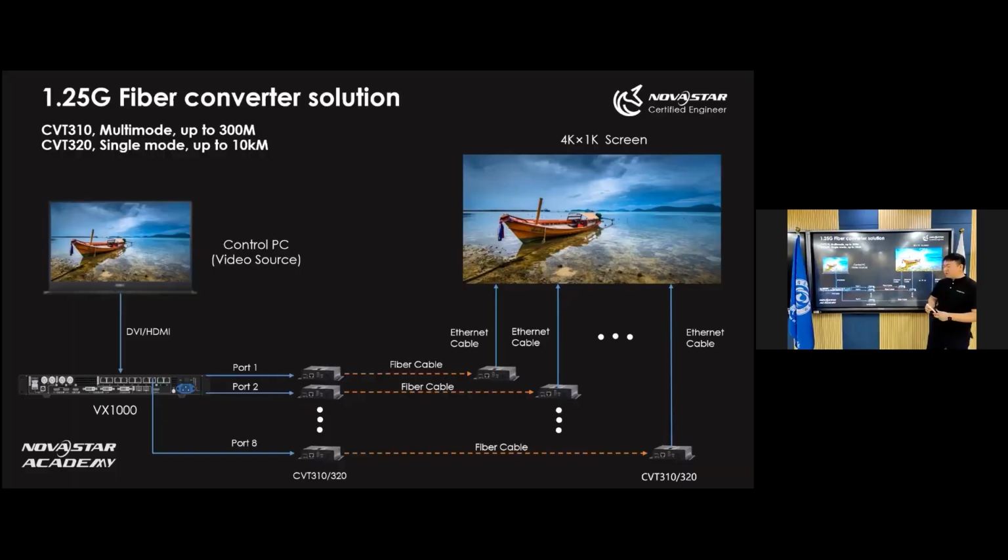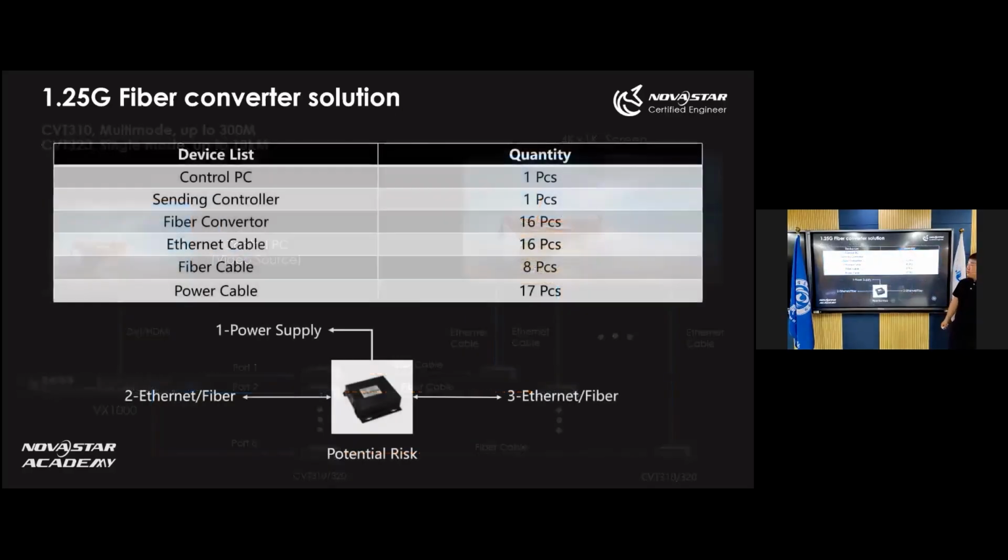So totally, let's take a look at the structure. Very complex, right? And let's see a material list. So there will be one control PC and one sending controller. We use the VX1000 and fiber converters. We need 8 output ports, and one for receiving, one for sending. So totally we need 16 pieces. And for the Ethernet cable, the sending part and the receiving part, so totally also 16 cables. If we want to do the backup, it will be 32 Ethernet cables.